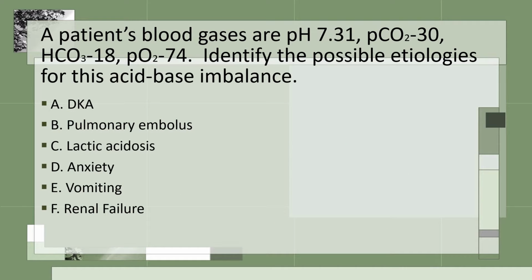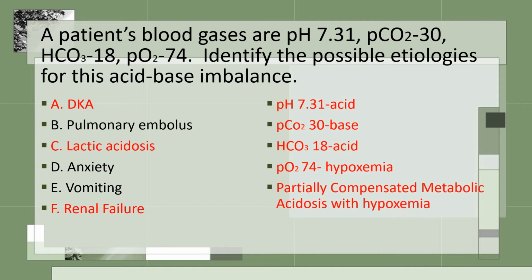This question is asking you to identify the acid base and then identify the possible reasons for this acid base imbalance. So in this particular problem, we'll do it together. The pH is 7.31, and that's an acid. The PCO2 is 30, and that is a base. The bicarb is 18, and that is an acid. And your PO2 is 74, that is hypoxic.